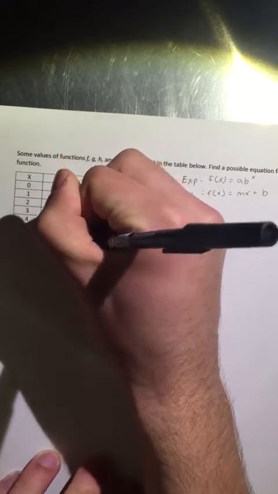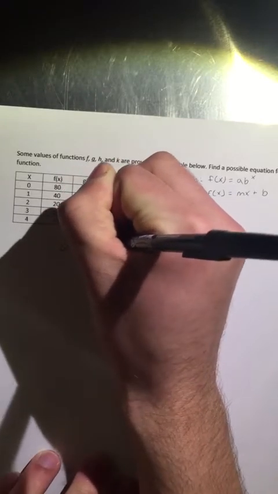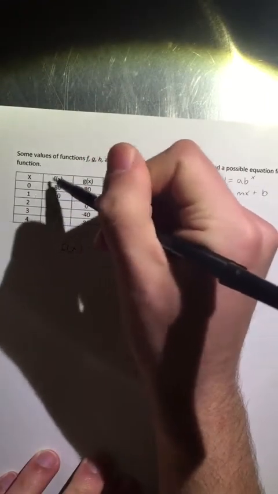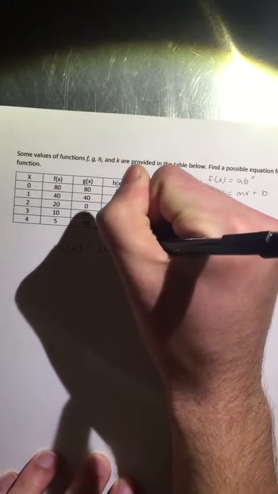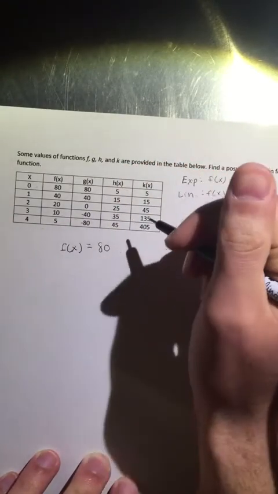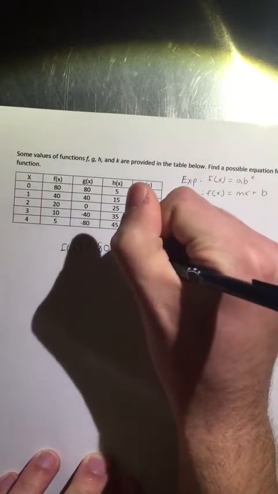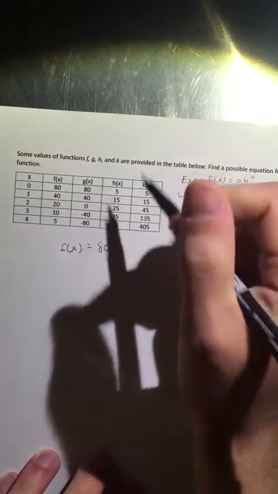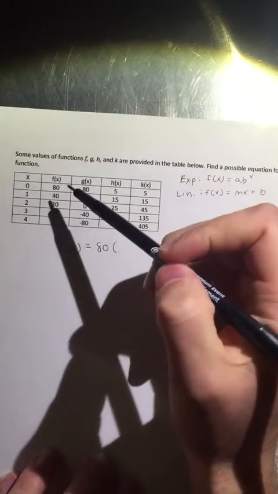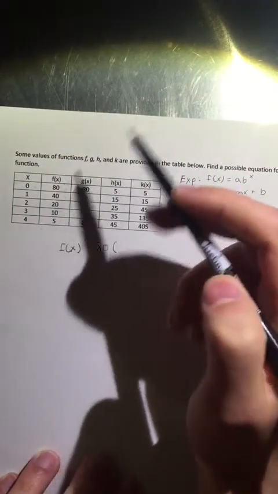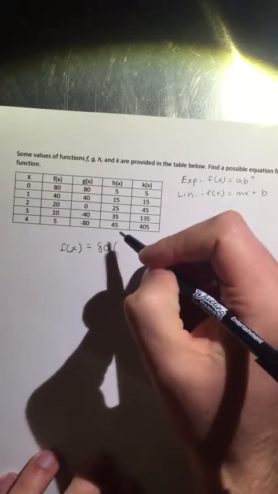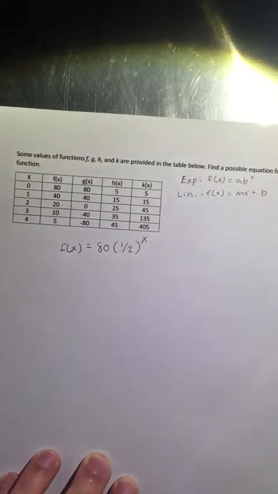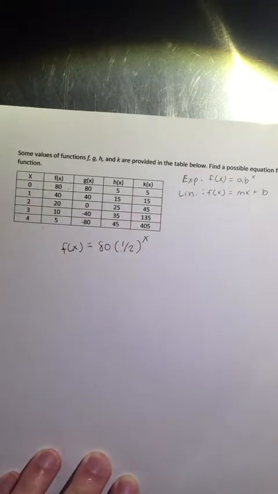So it's going to look similar to f of x equals, and 80 is going to be our a, because it's initial, it's equal to x equals 0. So 80 will be our a, and then our b will be the rate of change. Because that is decreasing, we're going to be multiplying by 1/2. It's not 2. If it went 80 to 160 and so on, that would be a 2, but it's decreasing, so we're going to put it at 1/2 to the x power. And that's your f of x equation.